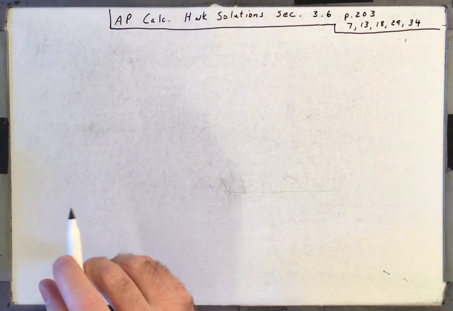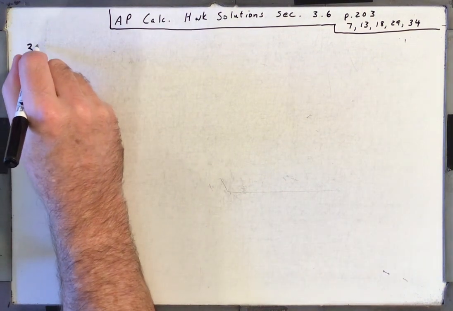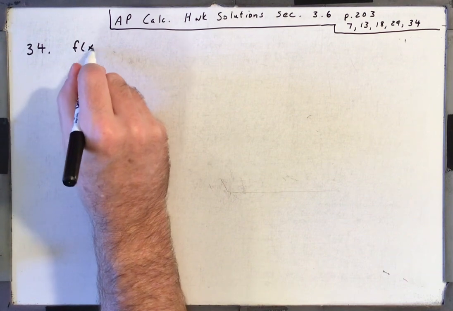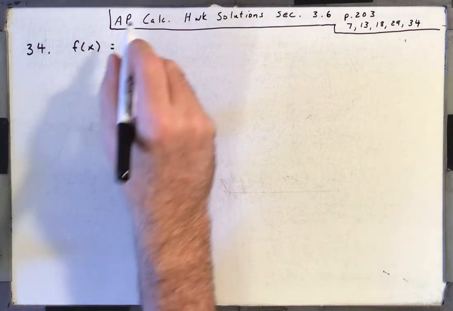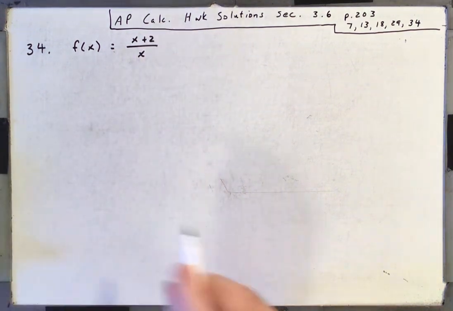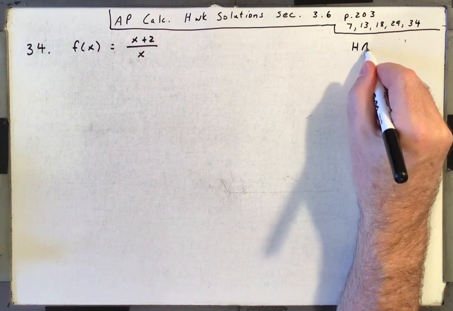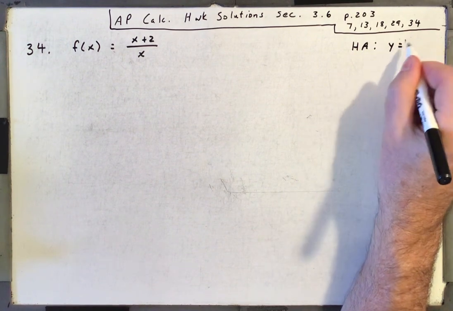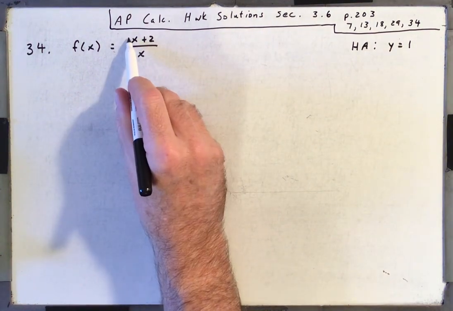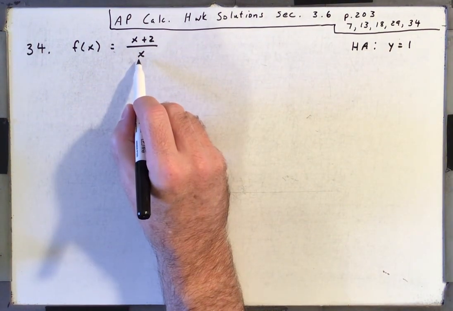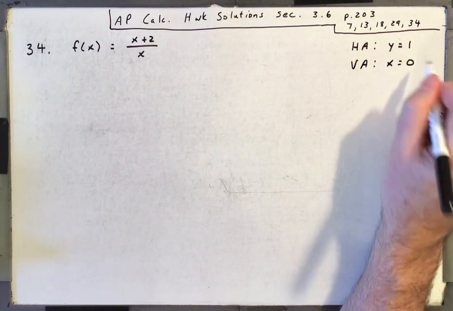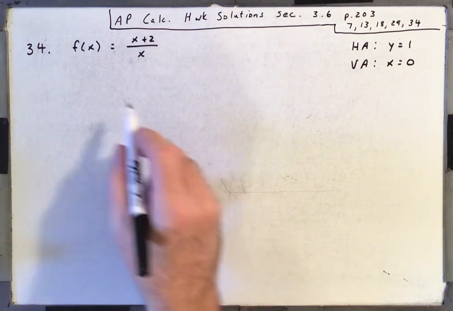Let's try the last one on this homework, number 34. Why did I assign so much homework? Okay, 34. We have f of x is equal to x plus 2 over x. This looks a little easier to deal with. It looks like we have a horizontal asymptote at y equals 1, right? Because it's x over x. If you take the limit as x approaches infinity, it's 1. And finally, we have a vertical asymptote at x equals 0 because 0 makes it undefined.